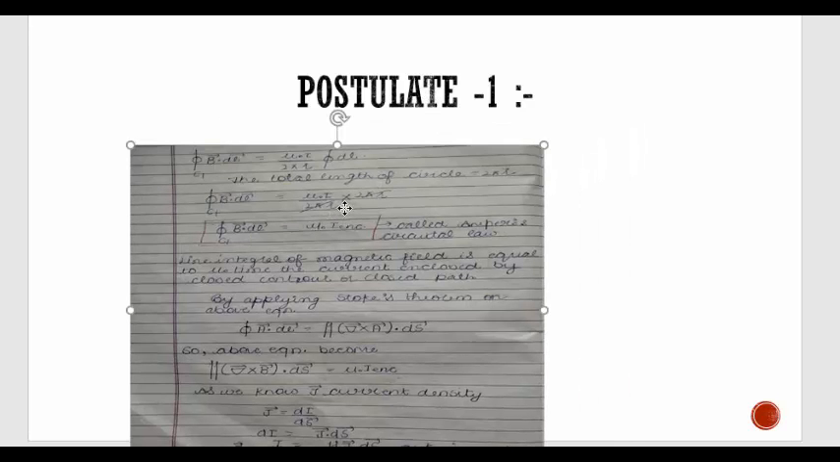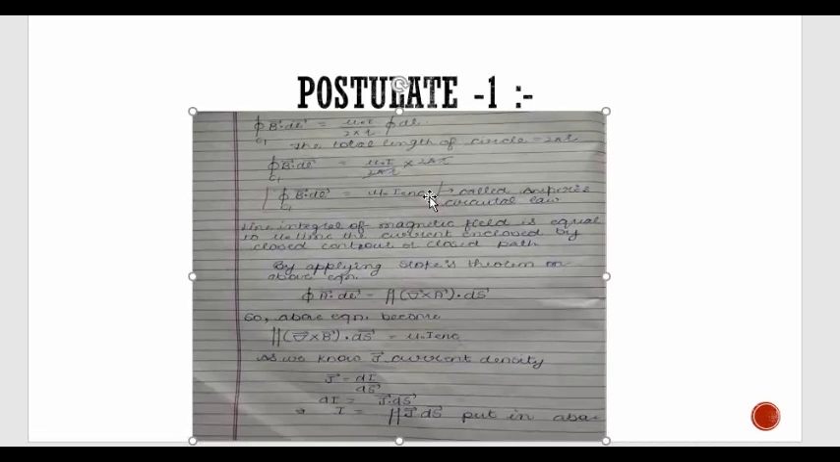So we are left only with mu naught I, and this is called Ampere's circuital law. So the line integral of magnetic field is equal to mu naught times the current enclosed by the closed contour or the closed path.